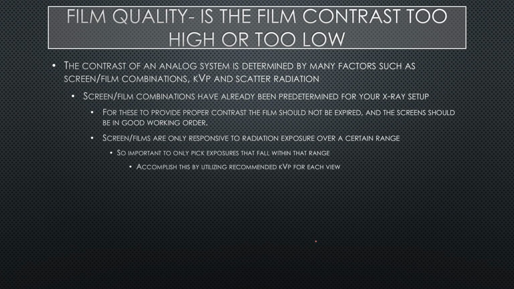So next one, we're still talking about contrast. The contrast of an analog system is determined by factors including your screen film combinations, kVp, as we have just went over, and scatter radiation as well. The screen film combinations have already been predetermined for the X-ray setup, so no worries about trying to figure that out. To ensure proper contrast, the film shouldn't be expired and the screen should be in good working order. Obviously, if you were actually taking these X-rays in real time.